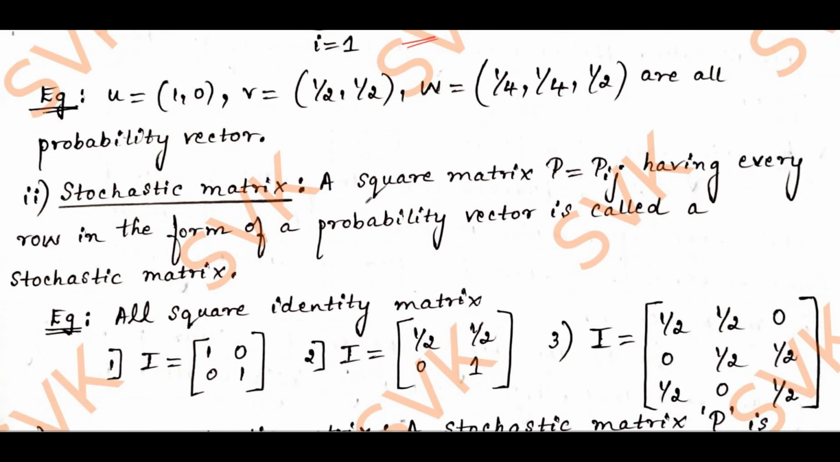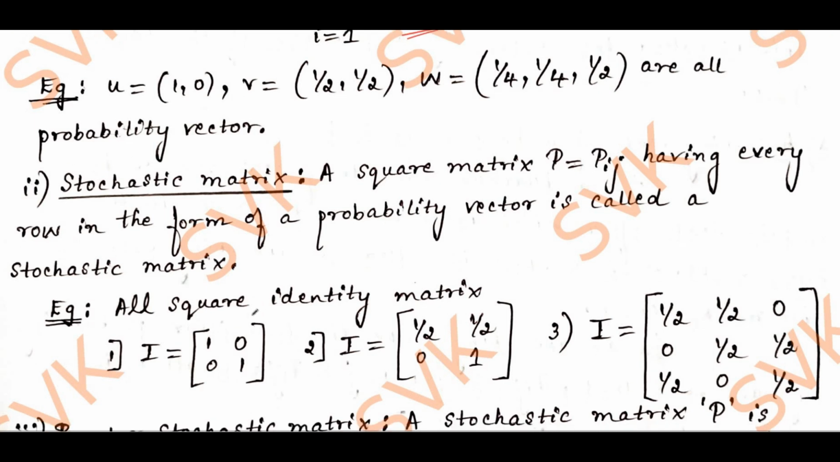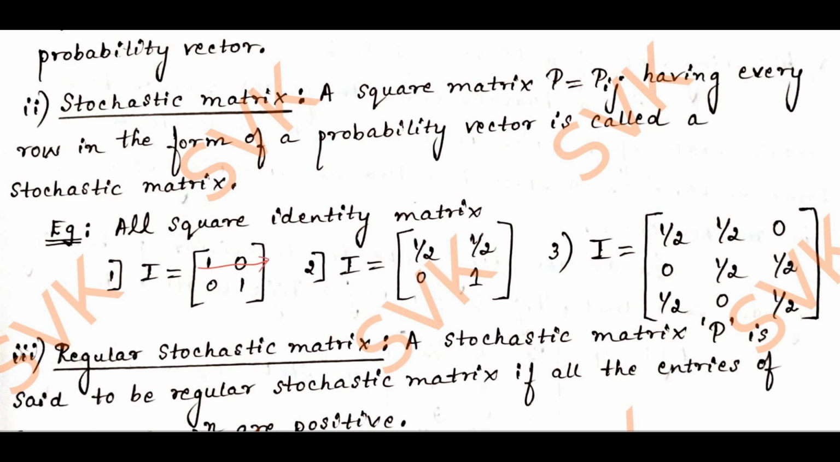Moving on to stochastic matrix. A square matrix P equal to Pij having every row in the form of a probability vector is called a stochastic matrix. So it is a square matrix having every row in the form of a probability vector. Whatever matrix you consider, along that row the probability vector sum should be equal to 1. So along any row the value is 1. See, I have considered an example. Along this row, the value is 1. Along this row, the value is 1. So that's why it is called a stochastic matrix.